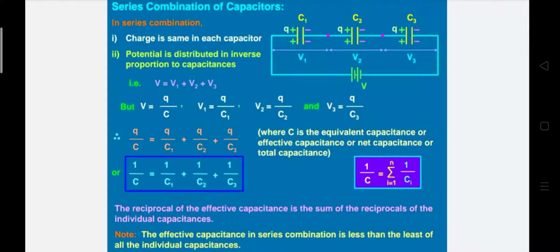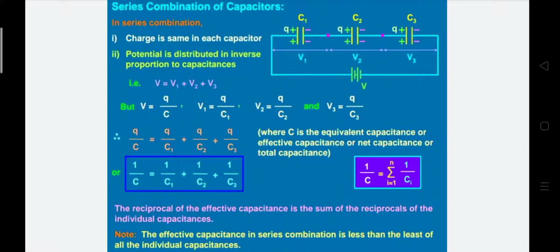So we substitute these values in the equation V equal to V1 plus V2 plus V3, we get Q upon C equal to Q upon C1 plus Q upon C2 plus Q upon C3. So charge on both the sides cancels out. The equivalent capacitance is given by 1 upon C equal to 1 upon C1 plus 1 upon C2 plus 1 upon C3. That is, the reciprocal of the effective capacitance is the sum of the reciprocals of the individual capacitances.